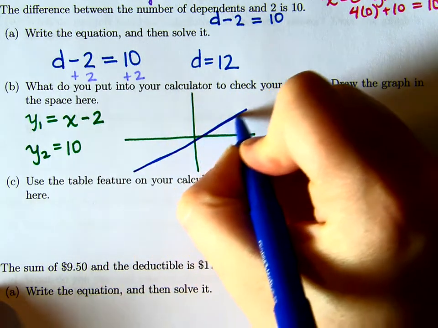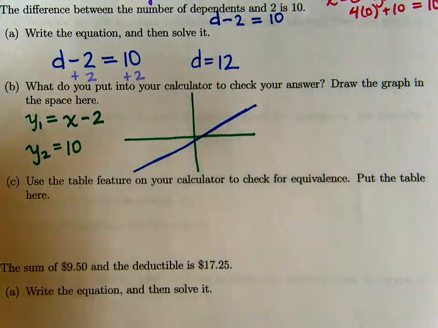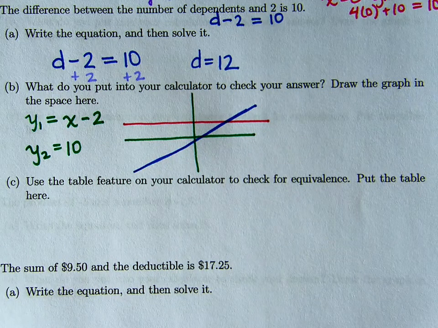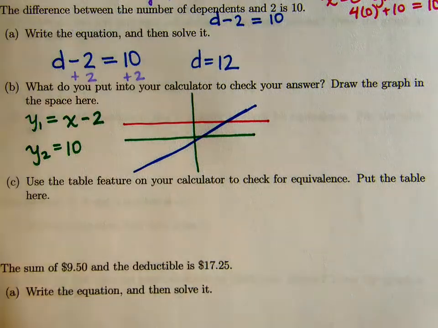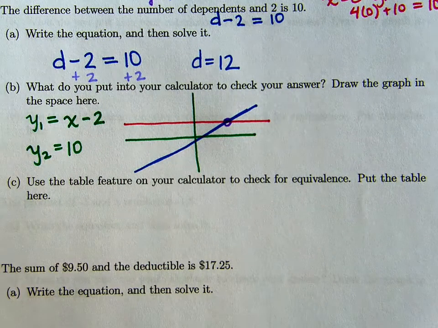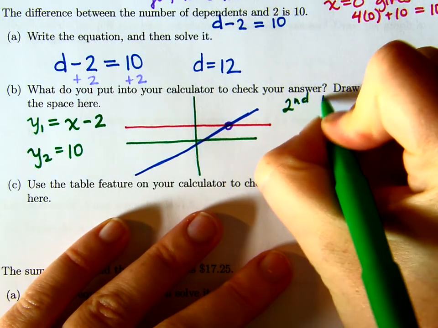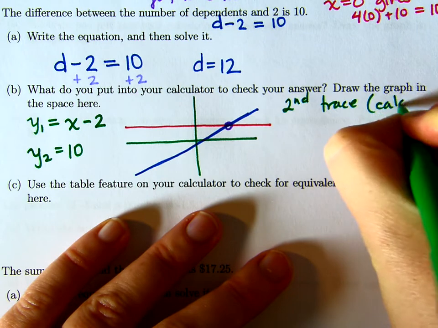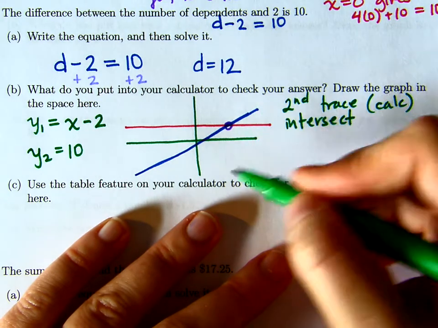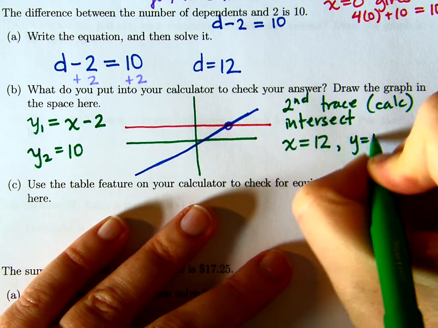Oh boy, it's hard for me to draw straight lines. Okay, this is a rough sketch. Something along these lines was our image. And right here, we did this. We did second trace, which is calculate. We went to the intersection, and we found out that they intersect when x equals 12 and y equals 10.